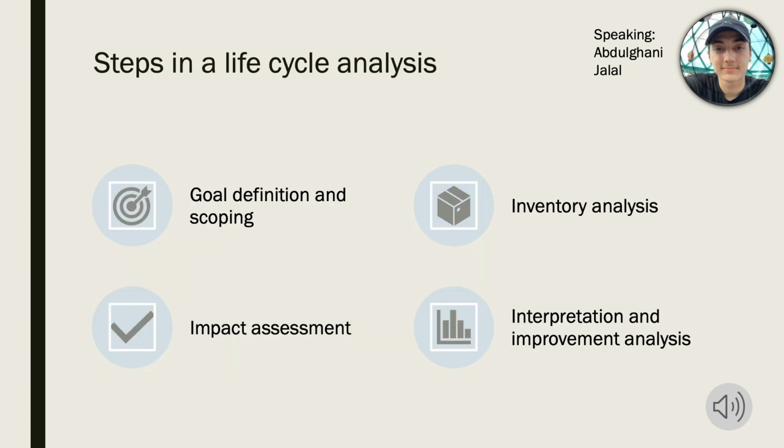A life cycle assessment follows a standardized methodology, which includes 4 main stages: goal definition and scope, inventory analysis, impact assessment, and interpretation and improvement analysis. The goal and scope definition stage establishes the purpose and scope of the assessment. The inventory analysis stage collects data on the product or service's inputs and outputs through its life cycle. The impact assessment stage evaluates the environmental impacts associated with the inputs and outputs. And the interpretation stage evaluates the results and identifies areas for improvement.